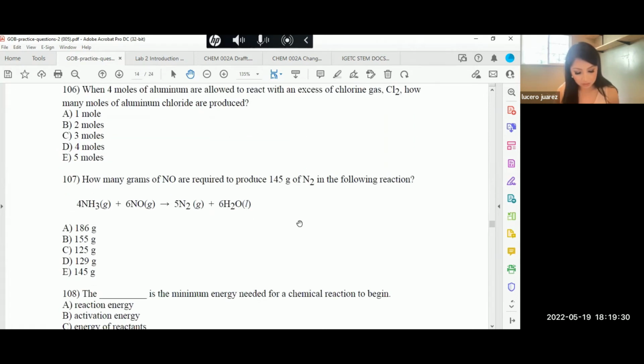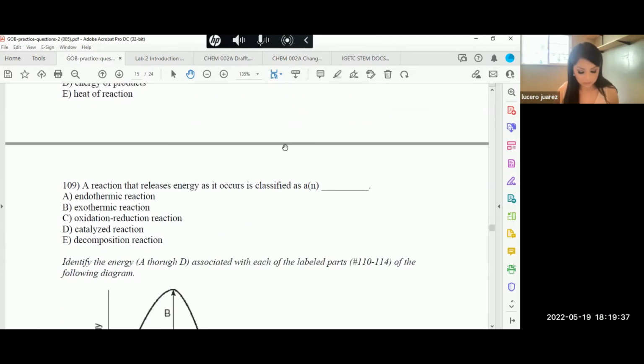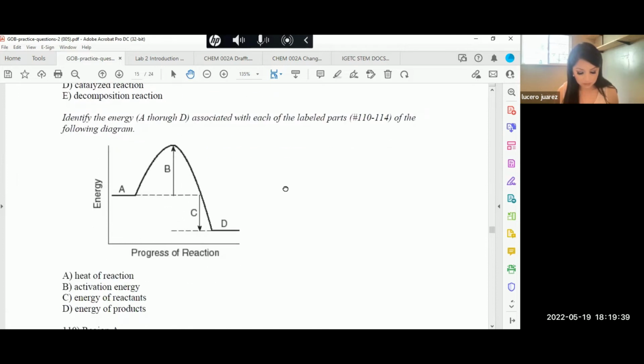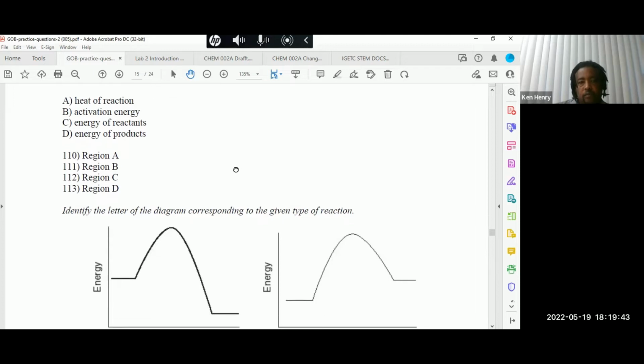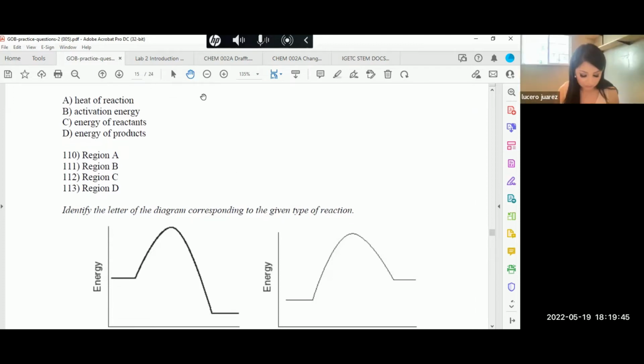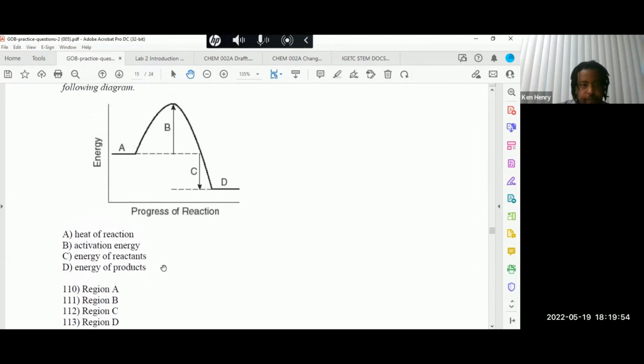A reaction that releases energy is exothermic. What about 110? Okay, so I know that letter A. Letter A, yeah, that one.